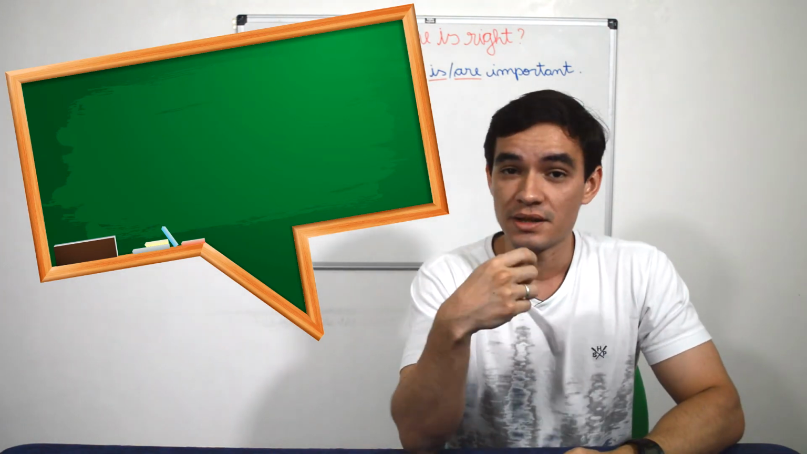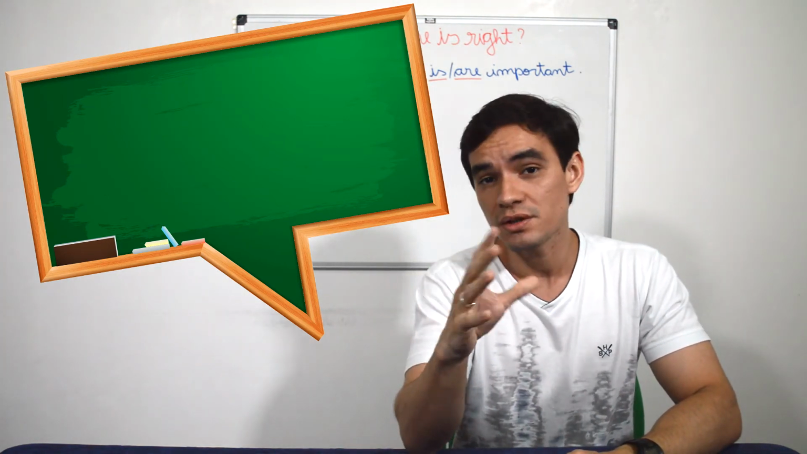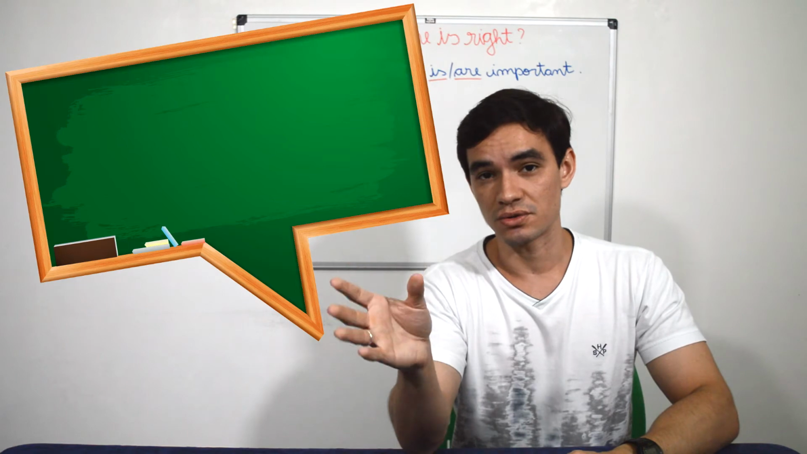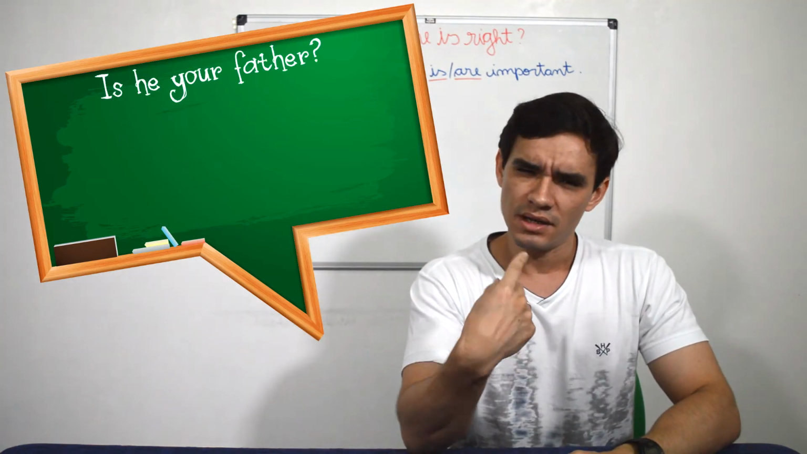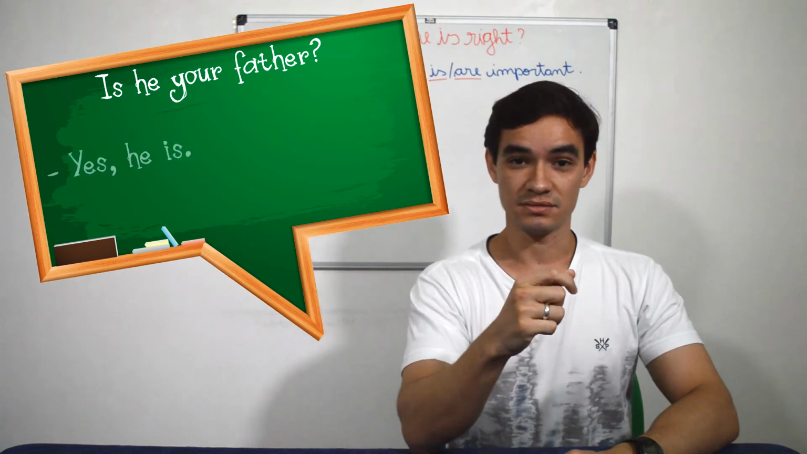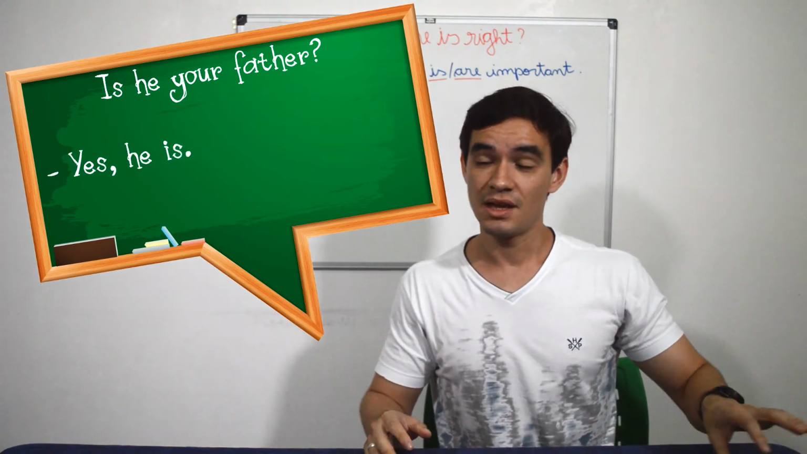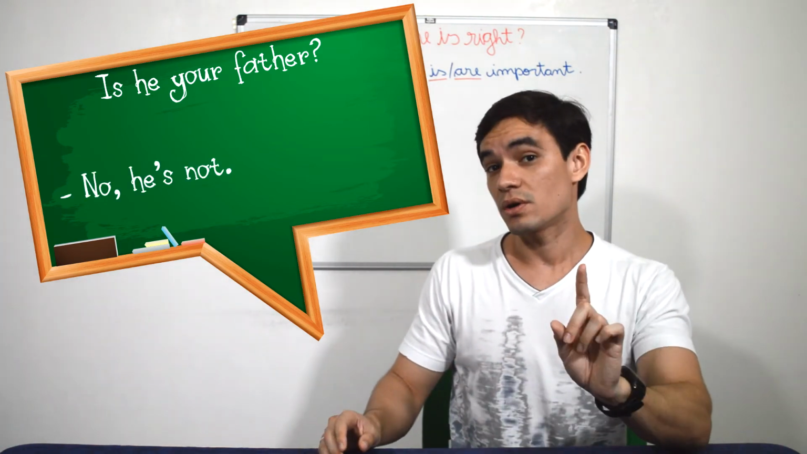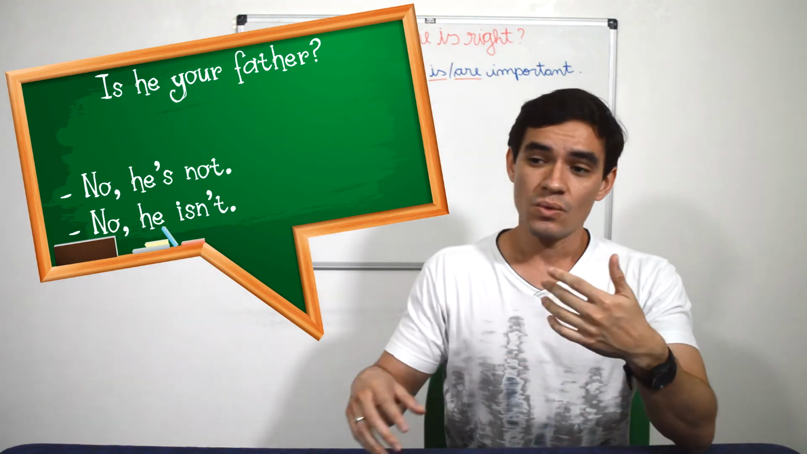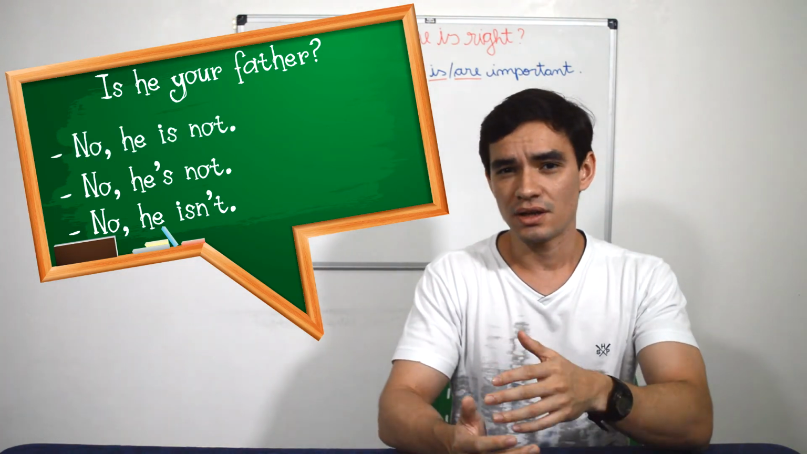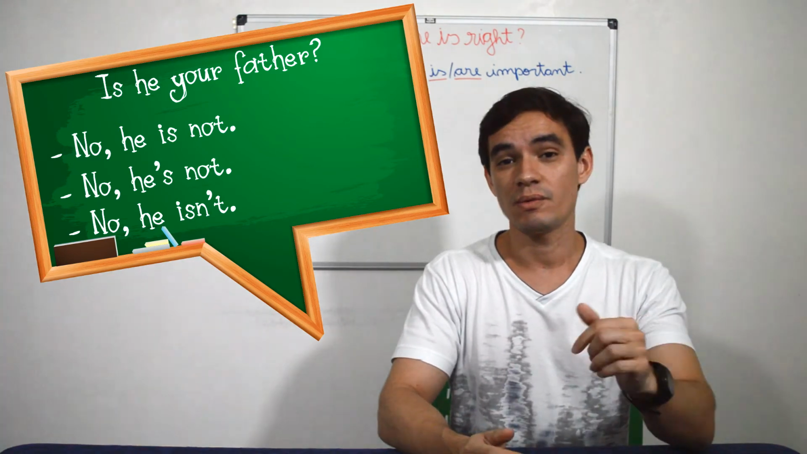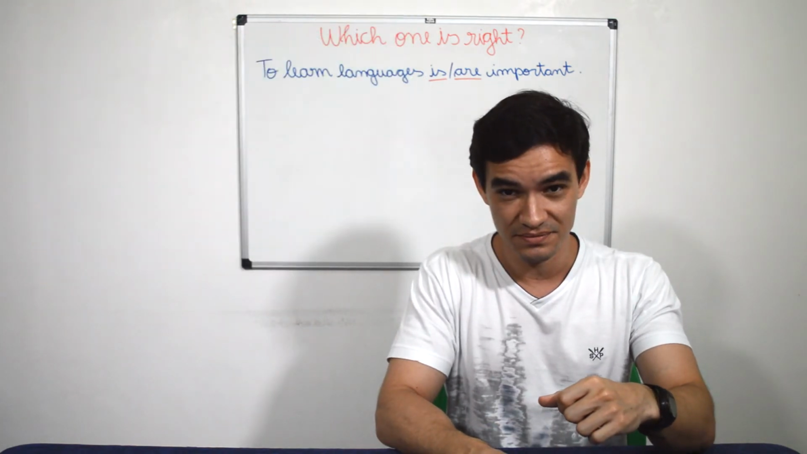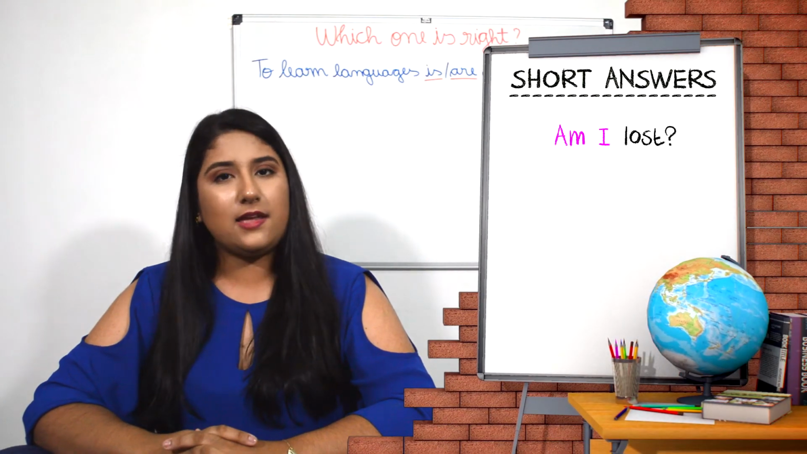Just to remind you that the other conjugations have more than one possible contraction, and both of them are correct in the negative short answers. For example, is he your father? Can be answered, yes, he is, in affirmatives. And in the negative, you can answer, no, he's not, or no, he isn't. Just remember we only use the non-contracted form in the negative when we want to emphasize it, like, no, he is not. Other examples. Am I lost?